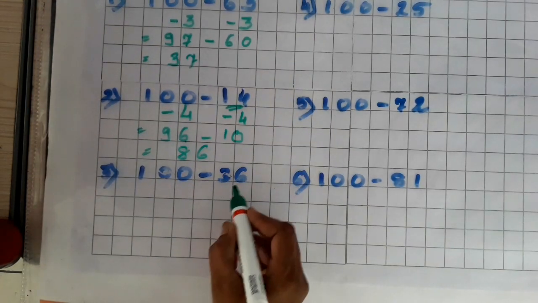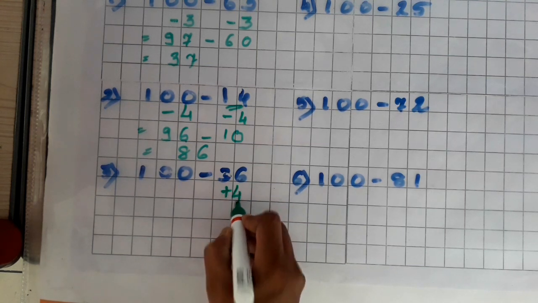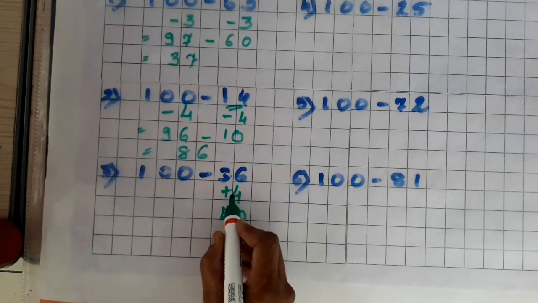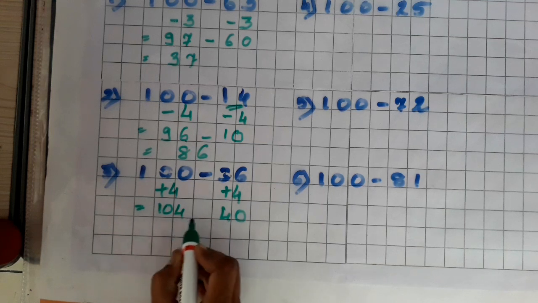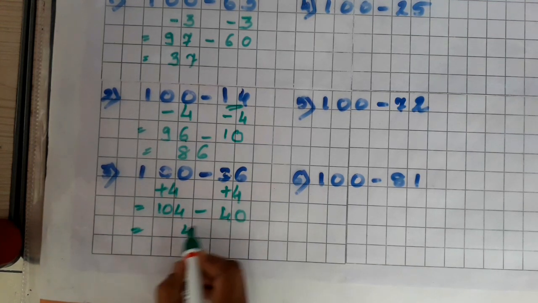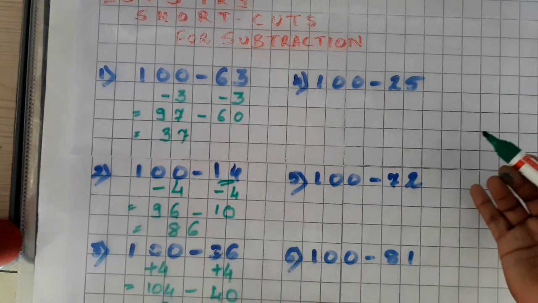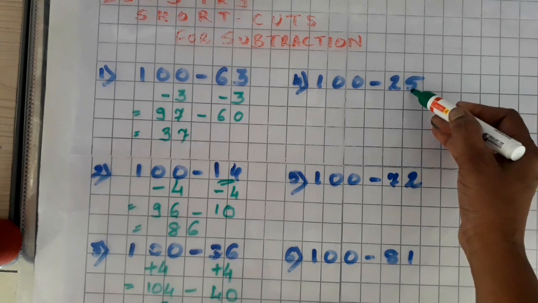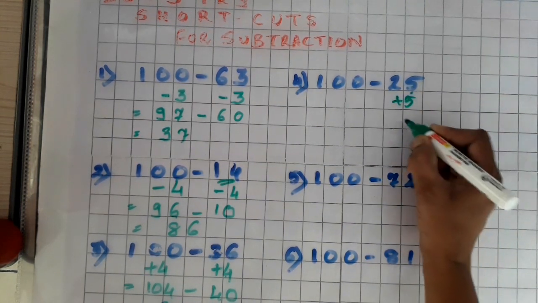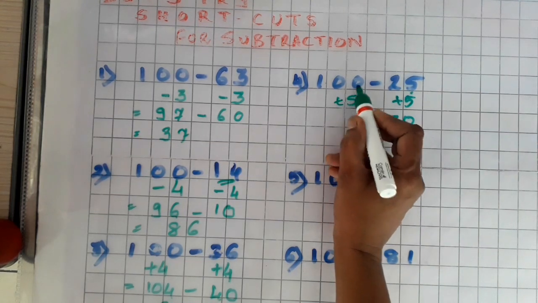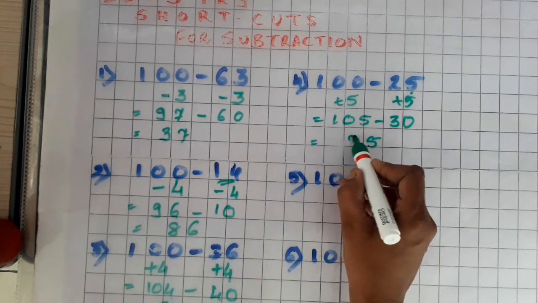Now the third question, 36 is nearer to 40. In order to get 40 here, I need to add 4 to this number, and when 4 is added to the second number, I need to add 4 to the first number also. So the number becomes 104 minus 40. So this becomes 4 and 10 minus 4 is 6. Coming to the next question, 25 you can think of as nearer to 20 or to 30, but adding will be much easier than subtraction. So here I will add 5 to this number. So this number becomes 30, and when 5 is added to this number, it becomes 105. So the answer is 5 minus 0 is 5 and 10 minus 3 is 7.